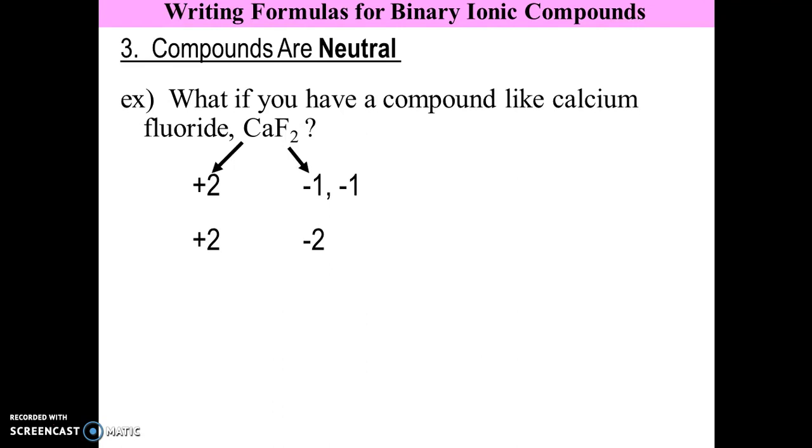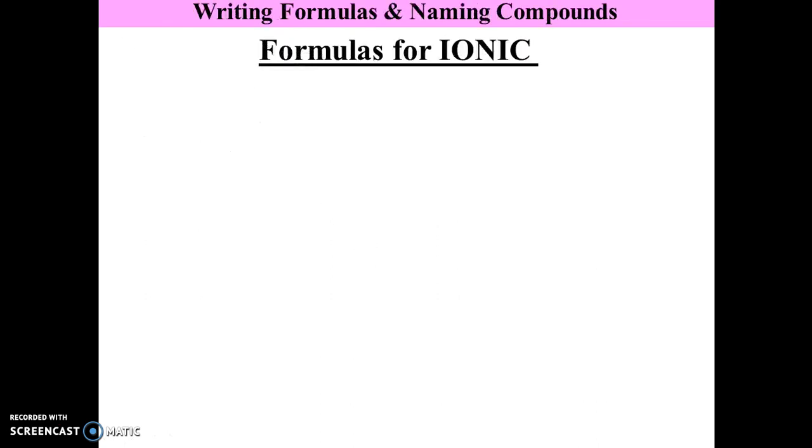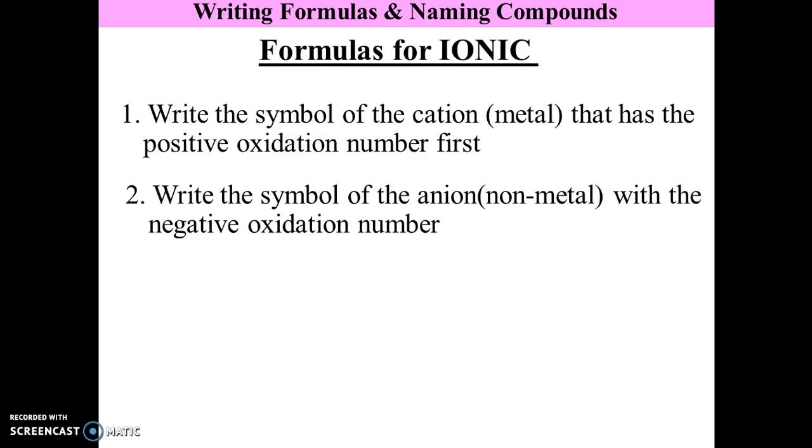Calcium has a +2 charge, and fluoride is in column 7, so it has a -1 charge. So overall, when you have 2 fluorides, you end up with a -2, and 1 calcium gives +2. The net charge of this ionic compound is going to be 0.